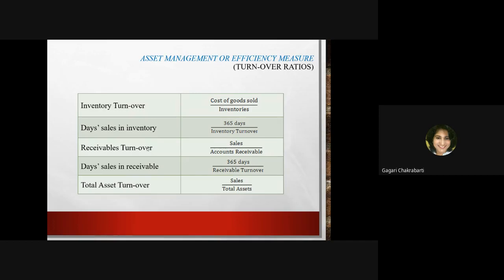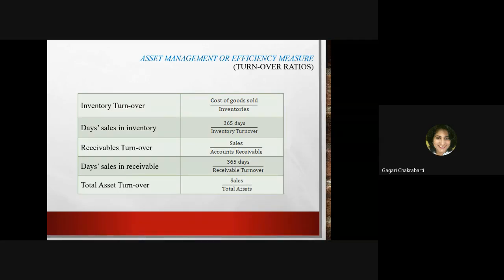Now, apart from these ratios, there is another ratio which is most widely used, and investors can understand this ratio more easily than the other ratios, for example, inventory turnover or the receivable turnover. This is called the total asset turnover. This gives us the total sales divided by the total assets, that is, sales per unit of the total asset. So in that case, we are talking about the total asset.